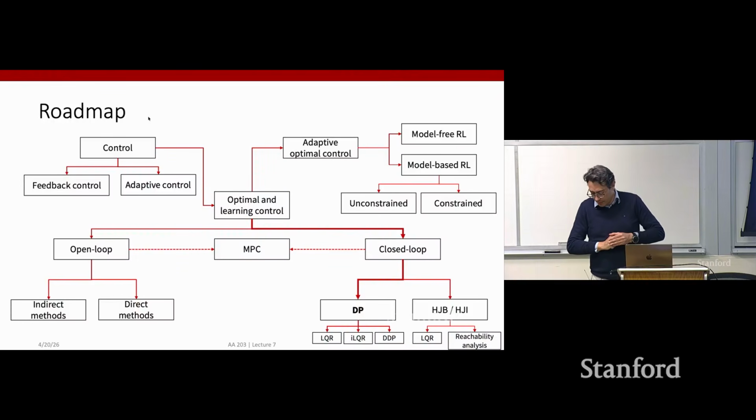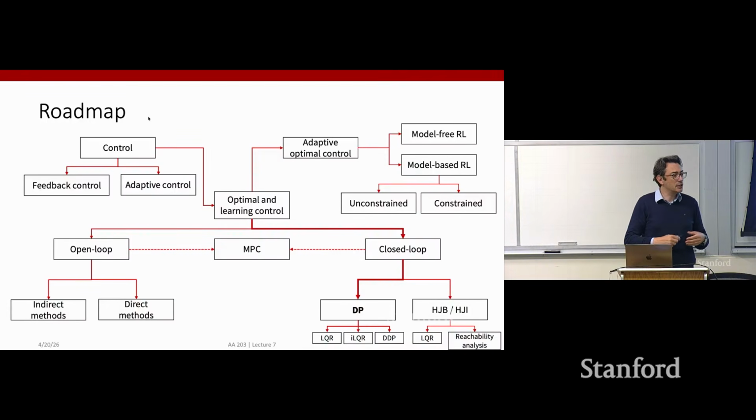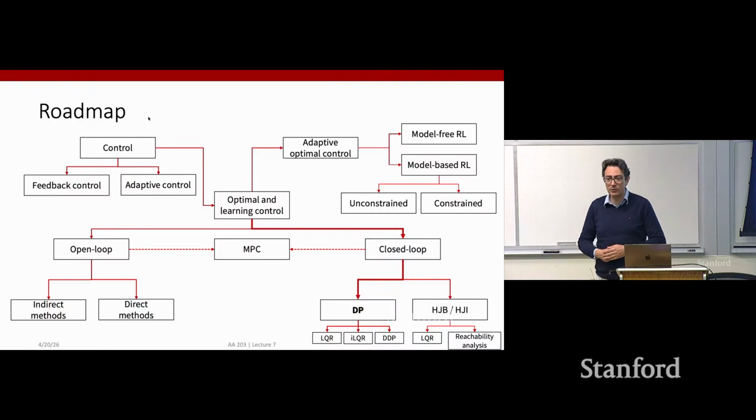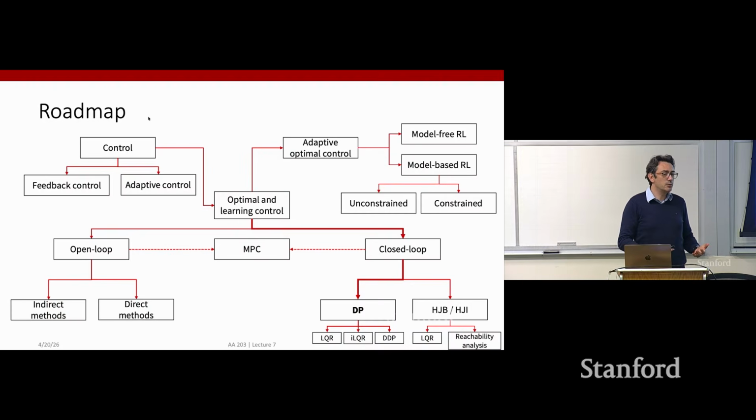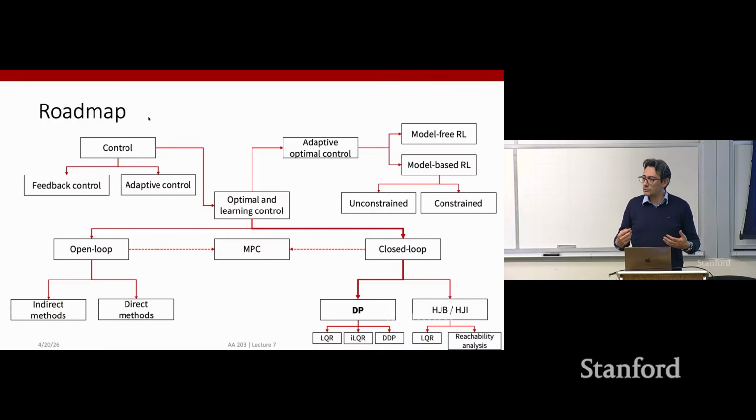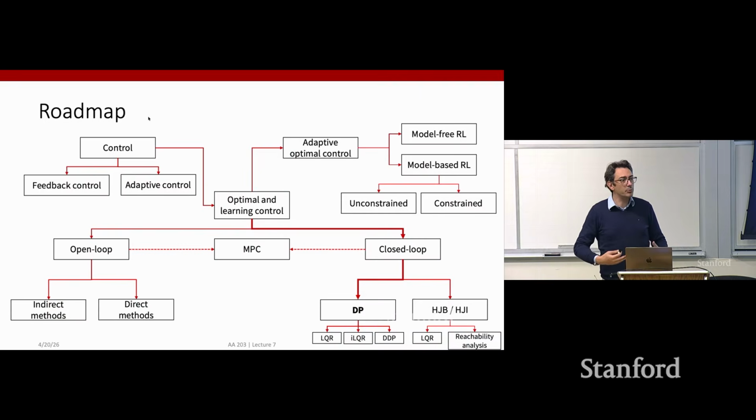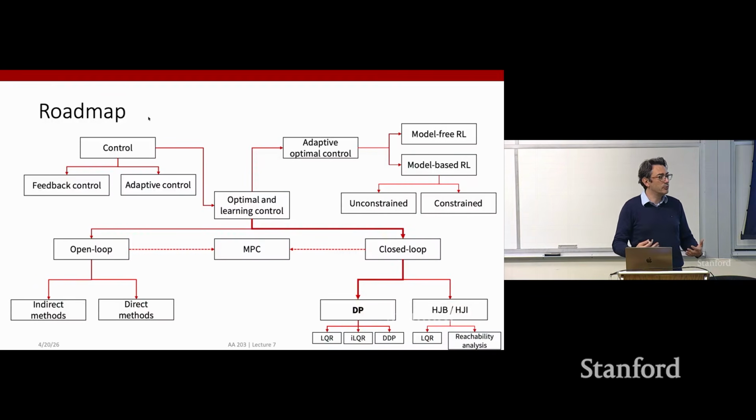Now the question is, okay, so it seems true that closed-loop control policies are more robust and better in general than open-loop control sequences. How do we solve for them? So what we're going to do next is to discuss an algorithm referred to as dynamic programming that is a very procedural way to solve for optimal closed-loop control policies.